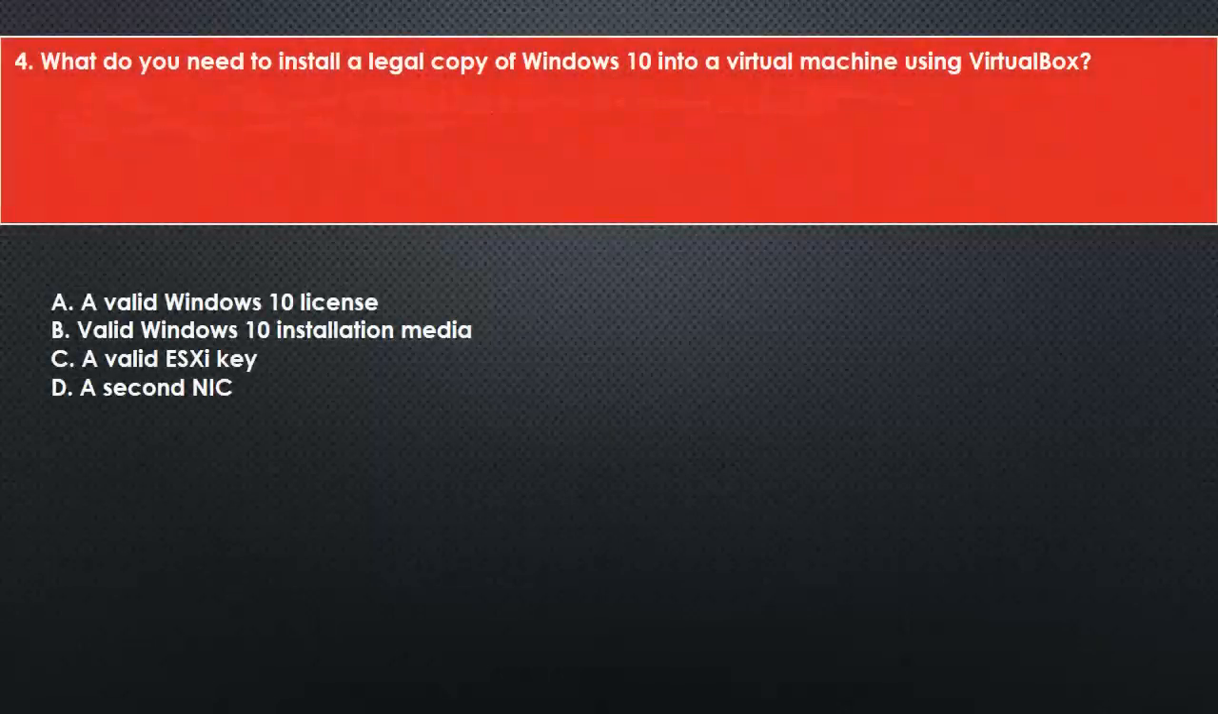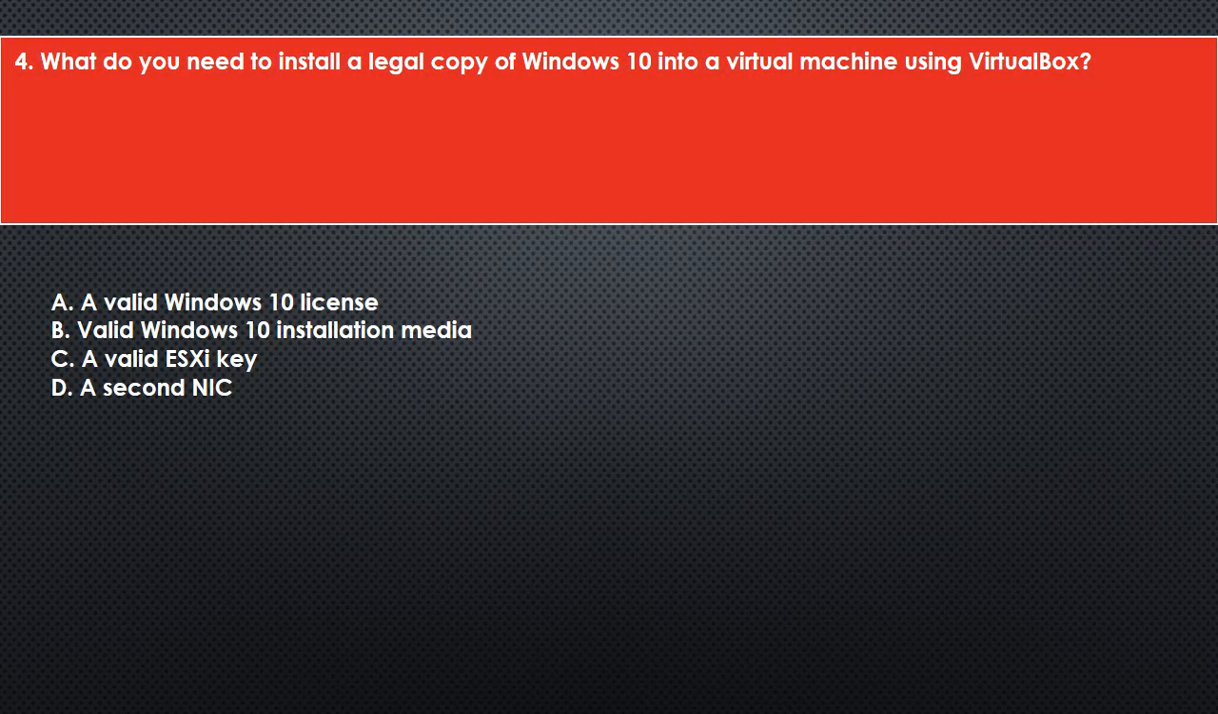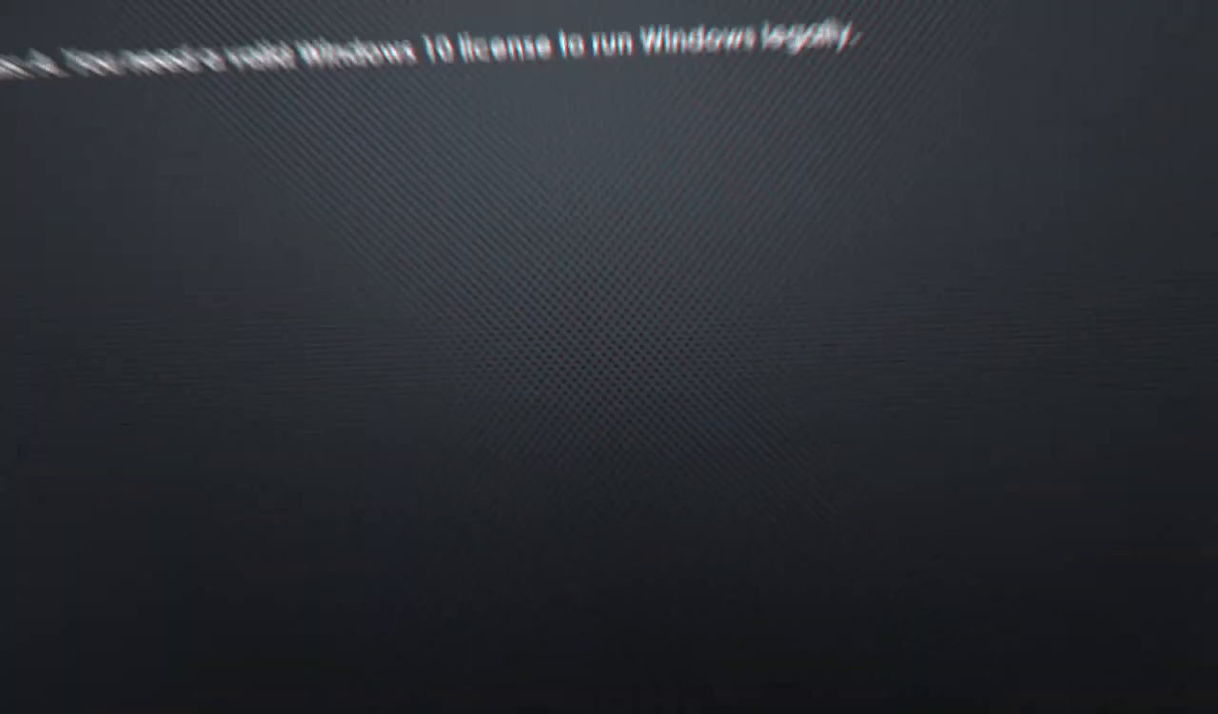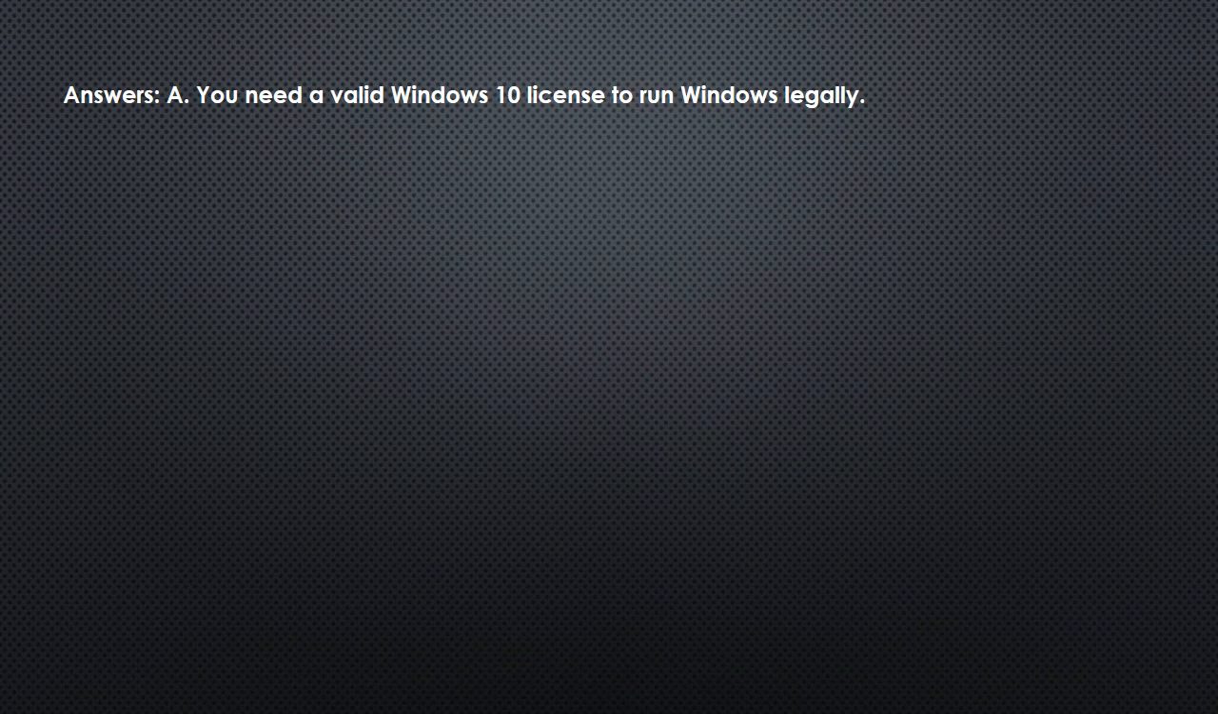4. What do you need to install a legal copy of Windows 10 into a virtual machine using VirtualBox? A. A valid Windows 10 license. B. Valid Windows 10 installation media. C. A valid ESXi key. D. A second NIC. Answer: A. You need a valid Windows 10 license to run Windows legally.